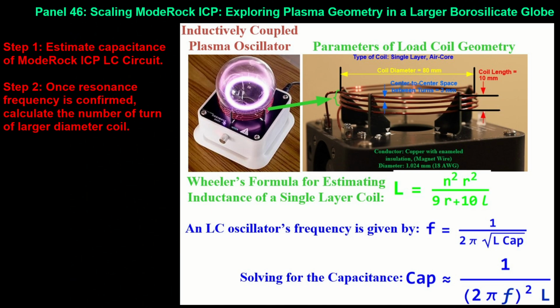Its inductance was calculated using Wheeler's formula, and its resonance frequency was measured by precisely tuning the Yaesu transceiver. This ensured accurate detection of the tank circuit's resonant frequency with the new coil, verifying that it remained within a small tolerance of the ModeRock oscillator's original 18-gauge coil. By maintaining this frequency alignment, impedance mismatch was minimized, optimizing energy transfer efficiency.